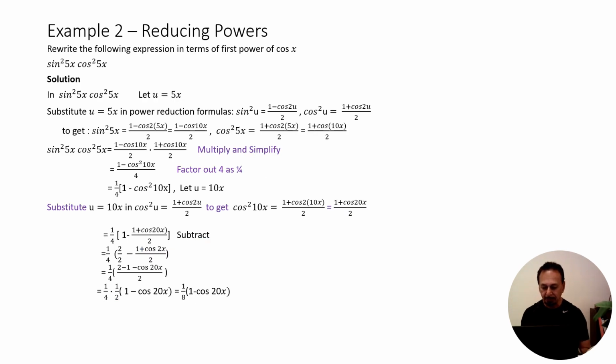Okay, so here is example 2. We rewrite sine squared 5x cosine squared 5x in terms of first power of cosine.